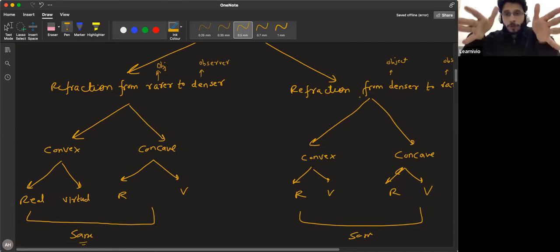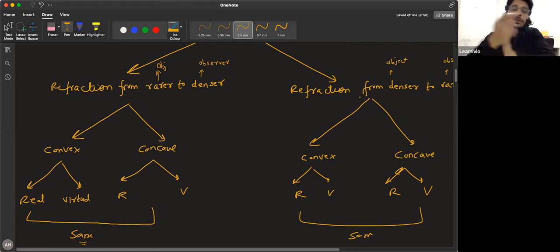But if we want, we can combine these two formulas into one also. You can write one single formula which is valid for all these 8 cases. You have total 8 cases. But we won't make things very complicated. We will derive two formulas, one for rarer to denser and another for denser to rarer. But I'm saying again, if you want, we can derive one single formula which is valid for all 8 cases.